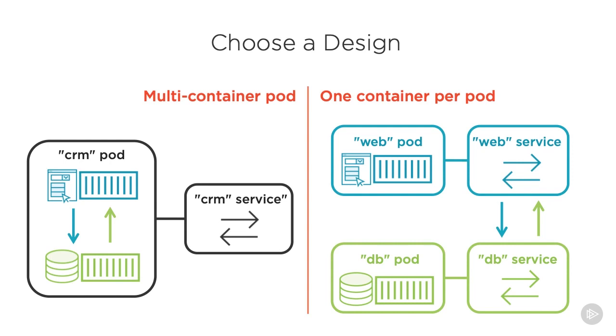Or should we use one container in each pod, each with a dedicated service? Both of these are technically valid designs, but given our design goals of scalability and high availability, which design is best? We'll explore the correct answer in the next clip.